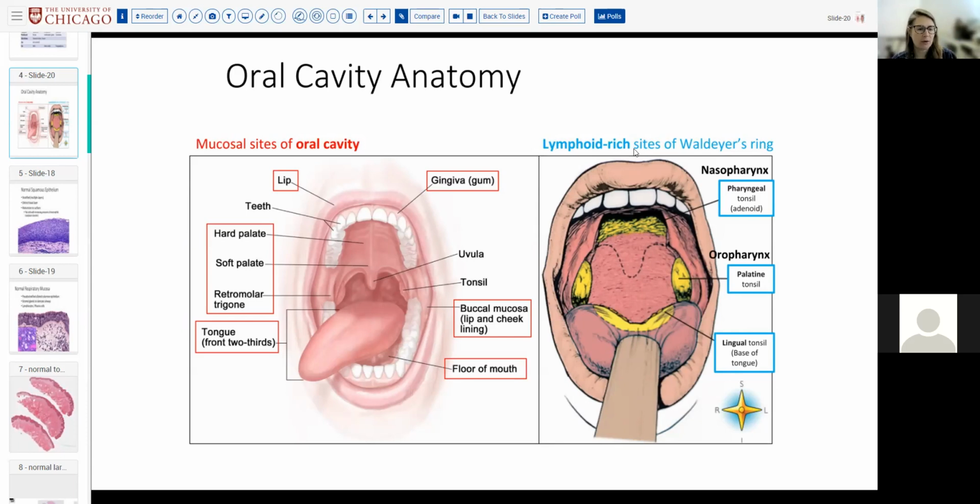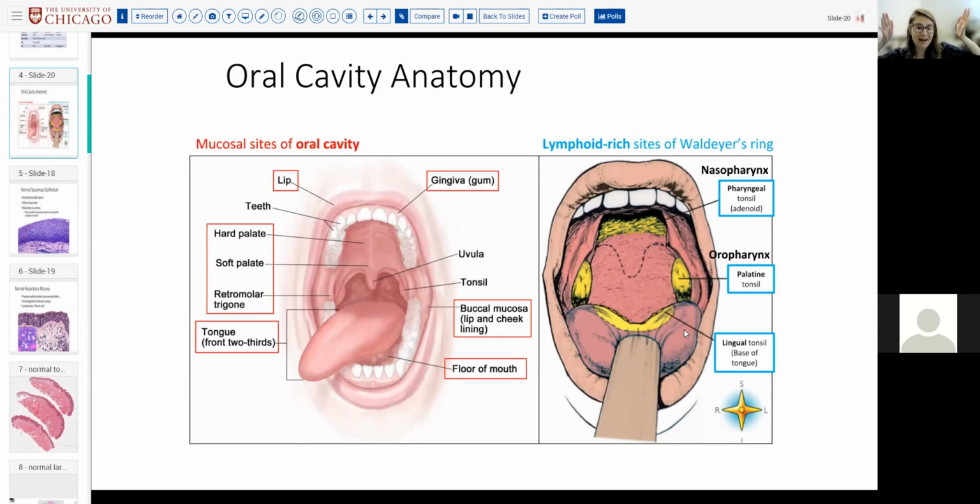Why do I point out on the right here these lymphoid-rich sites of Waldeyer's ring? Because again, diseases occur differently in that area. So if you remember, Waldeyer's ring is that circle of lymphoid-rich tissues that protect your body from antigens coming in. And so you have lymphoid tissue all around. The floor of the lymphoid tissue is the base of tongue or lingual tonsil, right? So that's that posterior 1/3 of tongue.